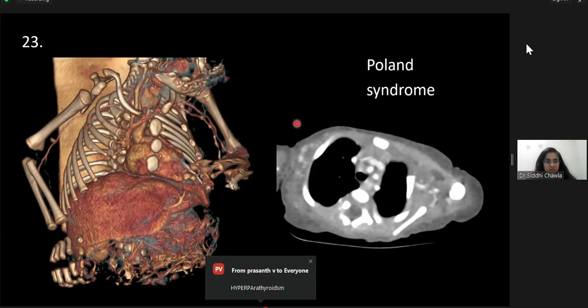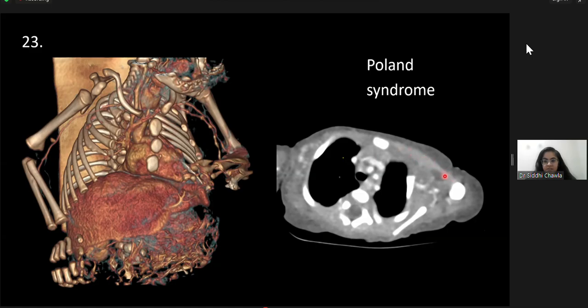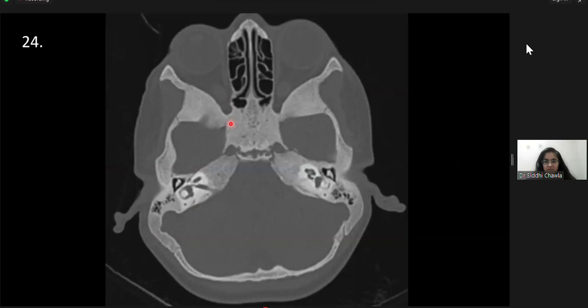So this was a case of Poland syndrome, in which you can see the left pectoralis major. We do not see it on the right side, and there is some deformity of the right chest wall. You can also see the hypoplastic rib in the chest. So this was a case of Poland syndrome. Right. So we have a next photo. What do we see?